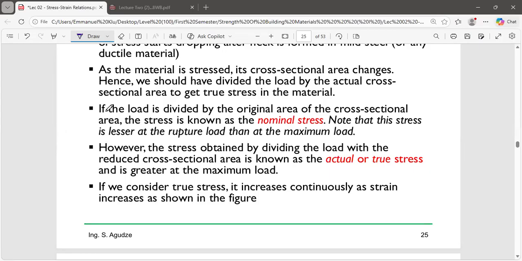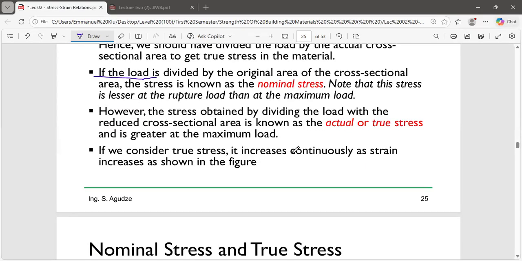If the load is divided by the original cross-sectional area, the stress is known as nominal stress. Note that this stress is lesser at the rupture load than at the maximum load. If we consider true stress, it increases continuously as strain increases, as shown in the figure.